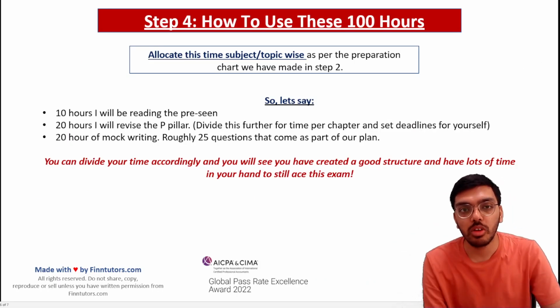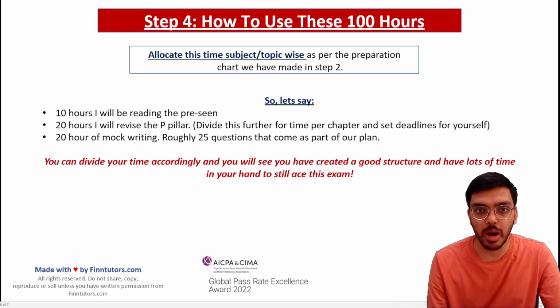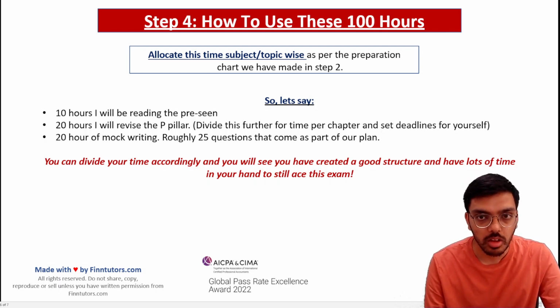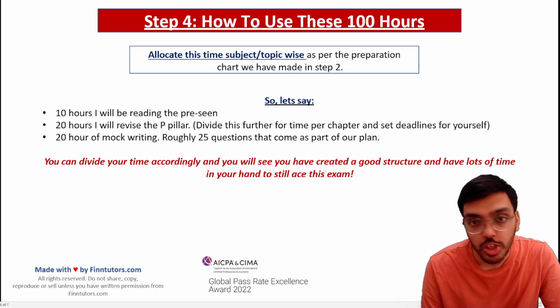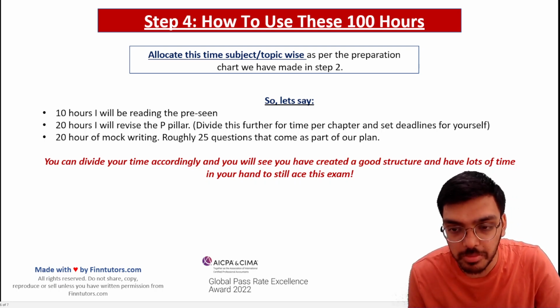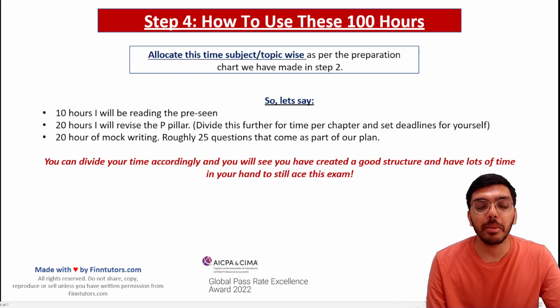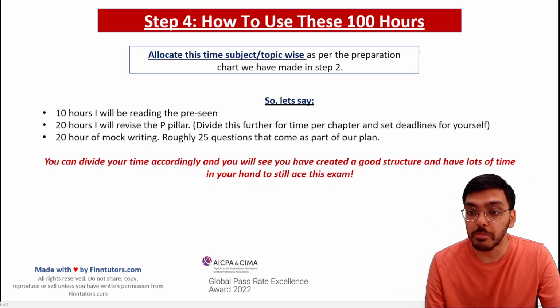Coming back now, how do I use these 100 hours? So step 3 was that you amassed 100 hours of study. Now to use these 100 hours, you will have to allocate this time subject-wise or topic-wise as per the preparation chart you have made in step number 2.